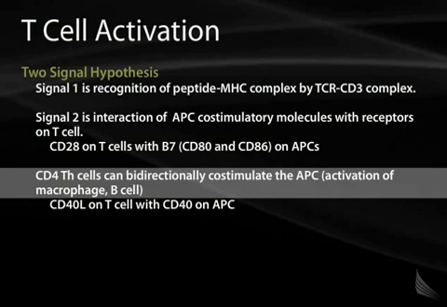Then, interestingly, the CD4 T helper cell can bidirectionally co-stimulate the APC. If it's a macrophage or a B cell, the T cell can actually send signals back to the APC to activate it.